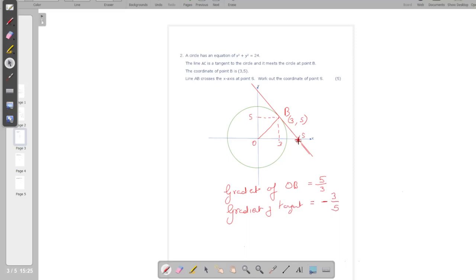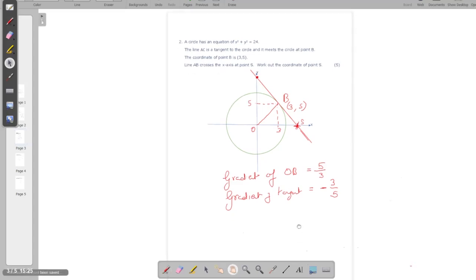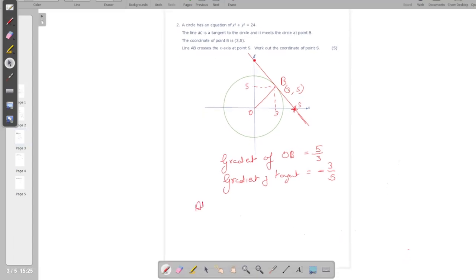To find the coordinate of that, we have to find the y-intercept. We can find the y-intercept because we know the coordinates at B. So let's use the coordinate at B. At point B, we are going to use the equation y is equal to mx plus c. Y is 5, m is minus 3 over 5, x is 3 plus c. So the c will be 5 plus 9 over 5.